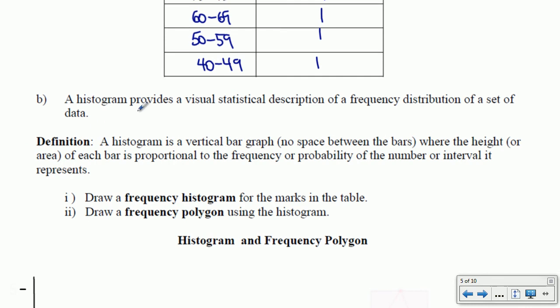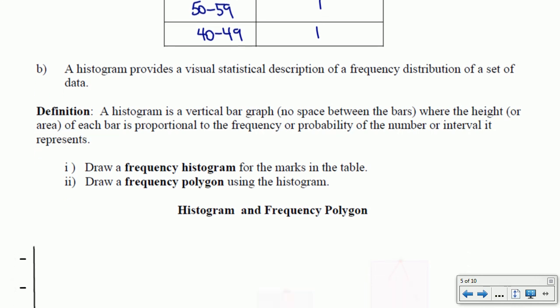So a histogram provides a visual statistical description of a frequency distribution of a set of data. It is a vertical bar graph. There are no spaces between the bars, where the height or area of each bar is proportional to the frequency or probability of the number or interval it represents.